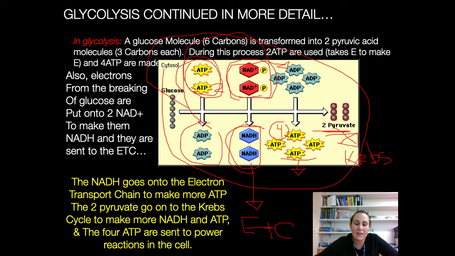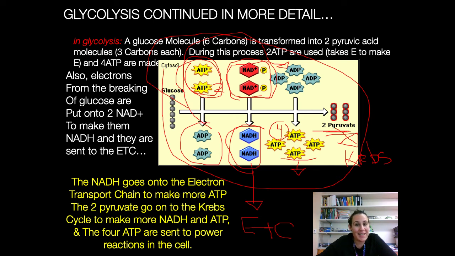And then these guys, they go back to get recharged later down the line. So when you go to make your flowchart, you need to consider all of this. I do want you to know that overall, 1 glucose goes in, 2 pyruvates go out.